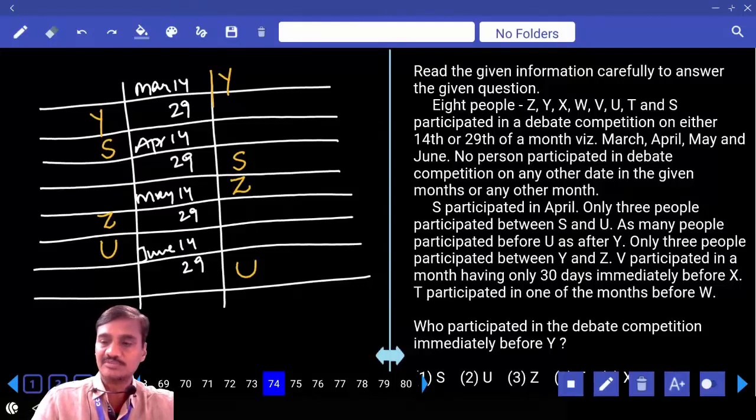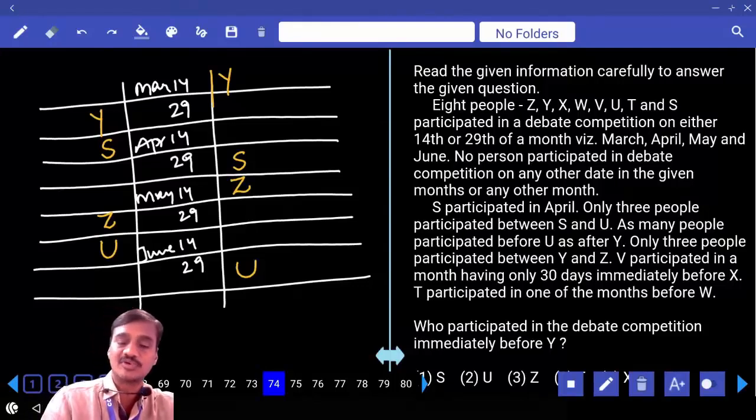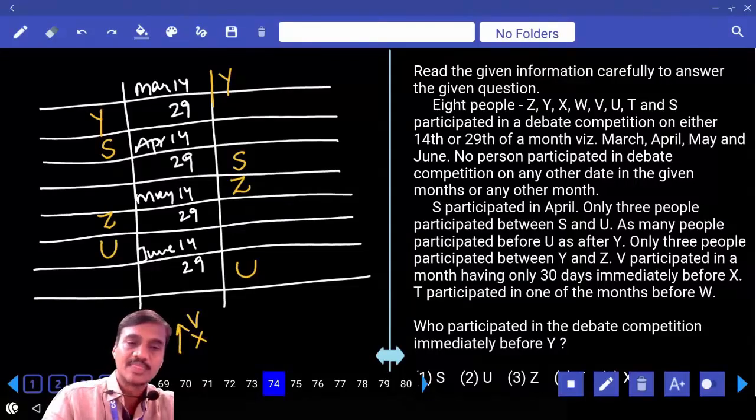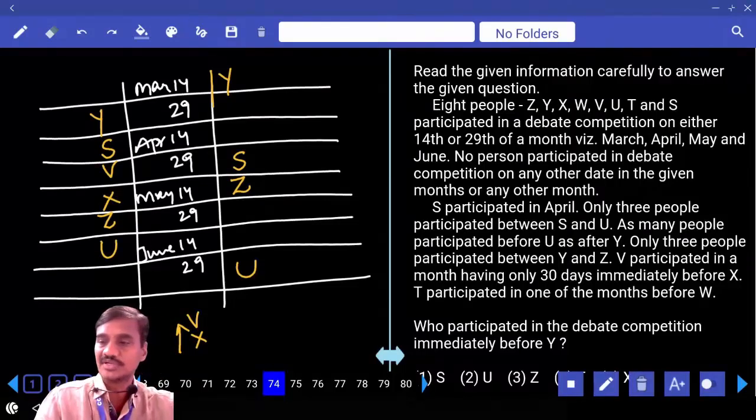V participated in a month having only 30 days, immediately before X. V and X: V is here, X is here. And V is in the month of 30 days.